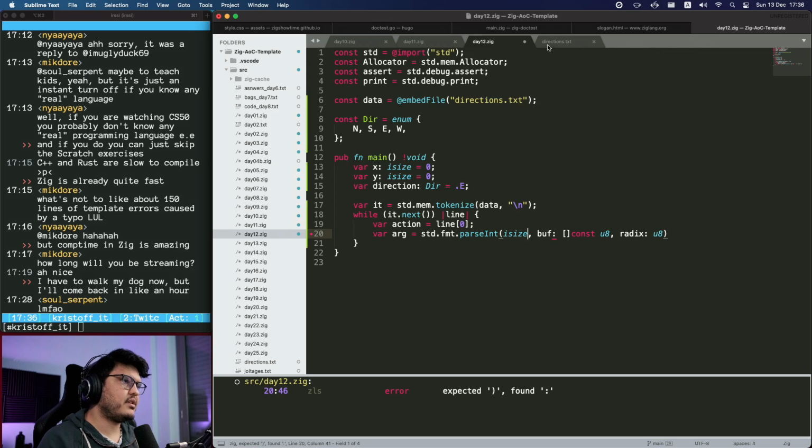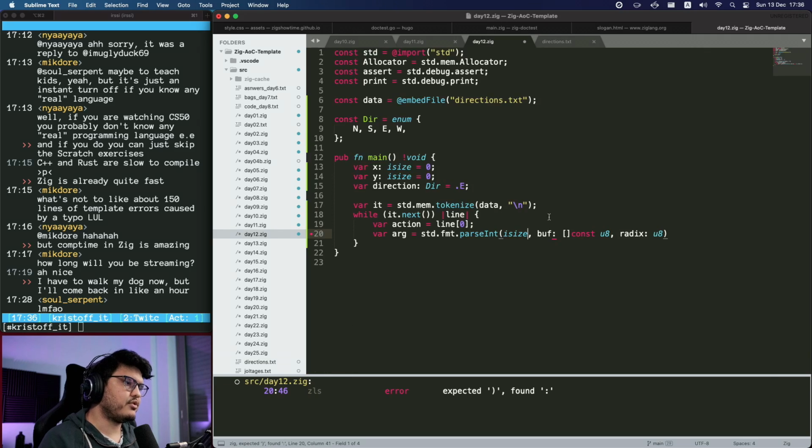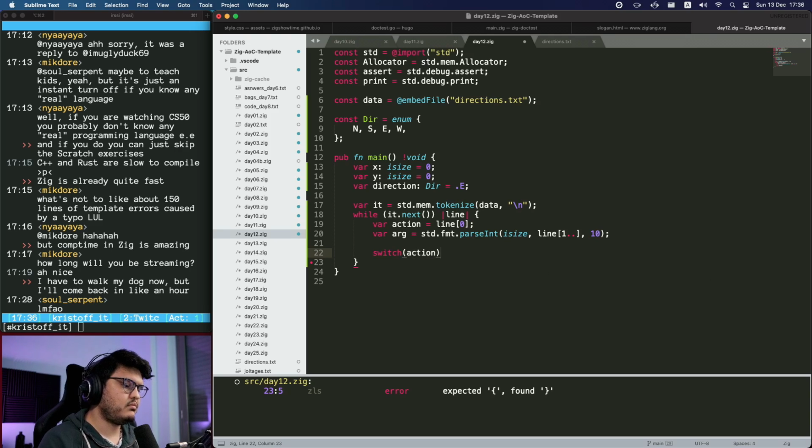isize. I don't know, is this thing gonna give me negative numbers? Not really, but I don't know. Let's stay with the isize thing. Hopefully we don't get any problem. And then with lines starting from 1 until the end. Radix is 10. Okay, so now we have the action and the argument. Now we need to map the action to a transformation in our ship state. So switch action, and the cases are north.